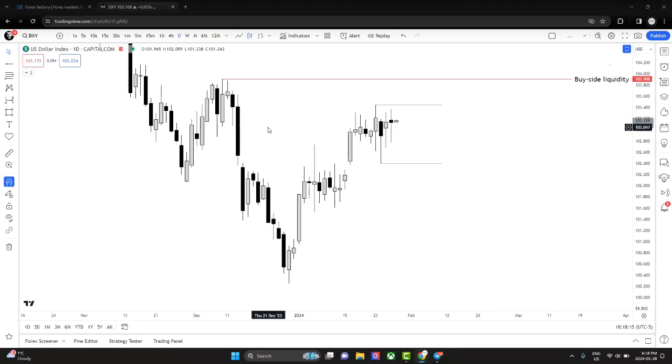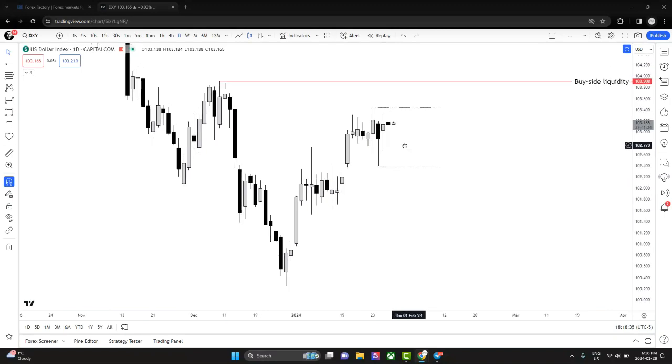Okay, so ultimately the draw on liquidity is buy side liquidity, right? We need to see some form of SMT. Preferably I'd like to see SMT between like 4 days. So if price comes here, takes out this low, and EU fails to do that, to take out its high, then that would be something to look forward to.